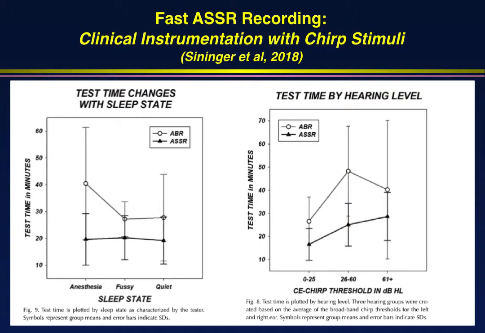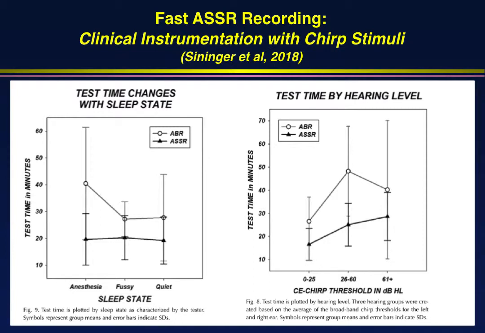In the interest of time, I've narrowed down the figures that I usually talk about from this study to one figure on the ASSR and ABR. And you can see here the ABR is the open circle, the ASSR are the closed or blackened triangles, and you can see that the ASSR is far quicker. When a baby is asleep, quiet, or even fussy, or under anesthesia, the test time, using all the tone bursts or all the frequencies we talked about, is only 20 minutes.